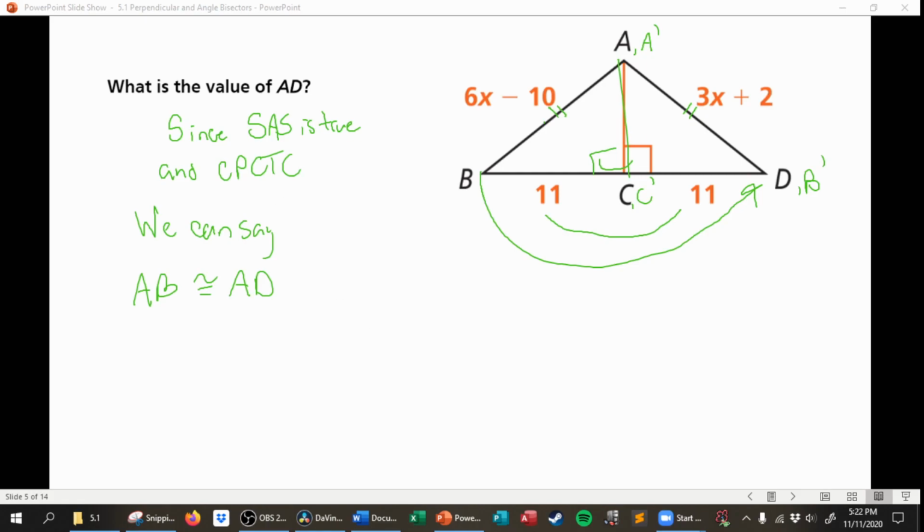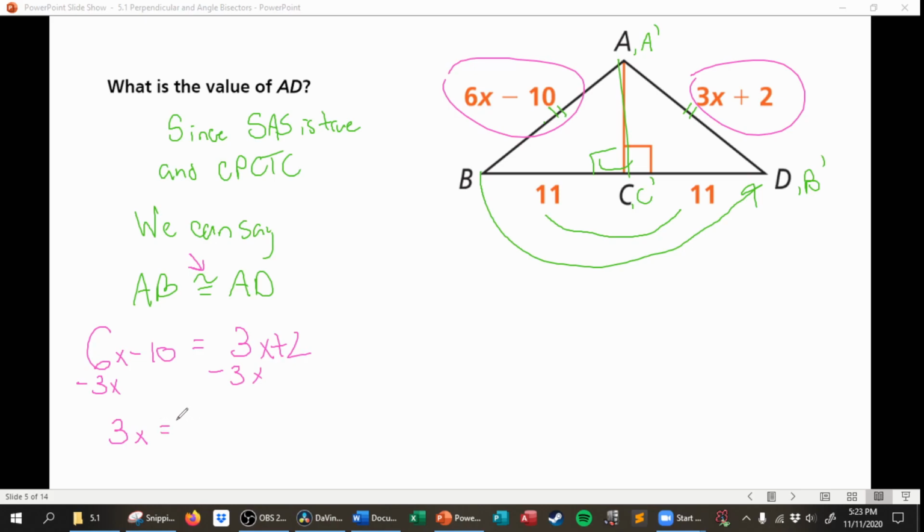And since AB is congruent to AD, we can do some basic algebra 1 and substitute AB for the value of its expression, 6x minus 10. And since we're no longer talking about side lengths, we don't need that congruence piece. It's just equal since we're dealing with numbers. We can come back up here and say 3x plus 2 is equal to 6x minus 10. And we can just solve for x. I'm going to try and keep my x positive.